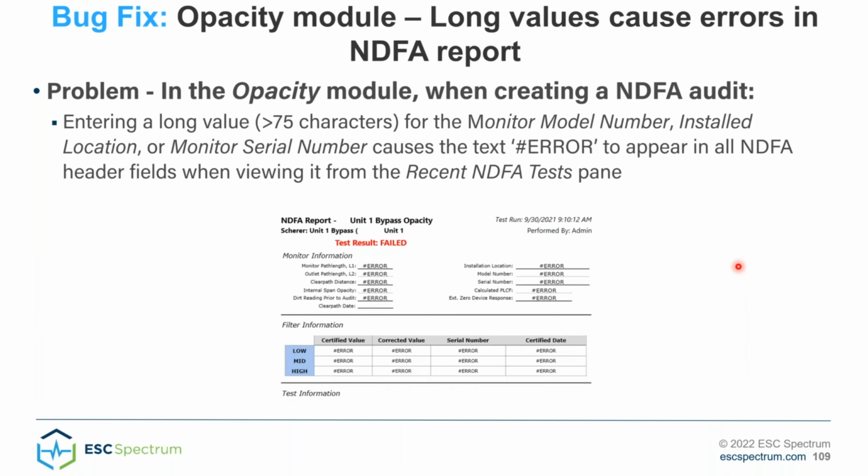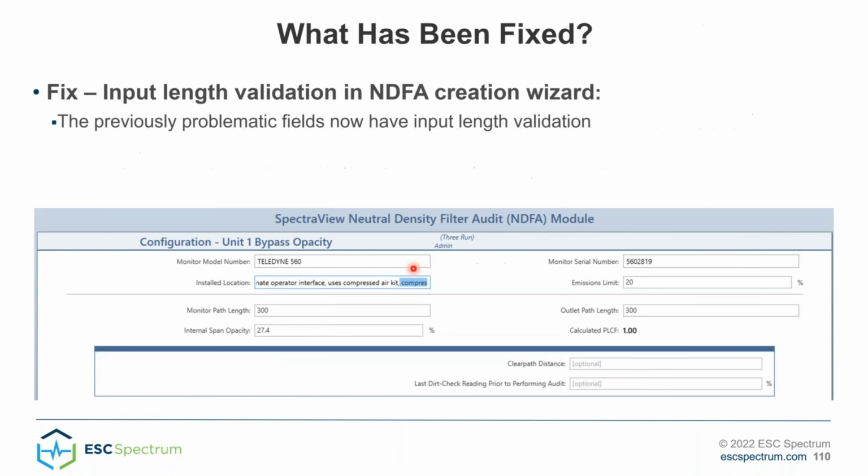This is similar to the long model number here. It caused an error before. We fixed that where those actually show up. Same thing for the input link on the validation. It now validates and won't let you put in more characters than the database can handle on the installed location specifically.